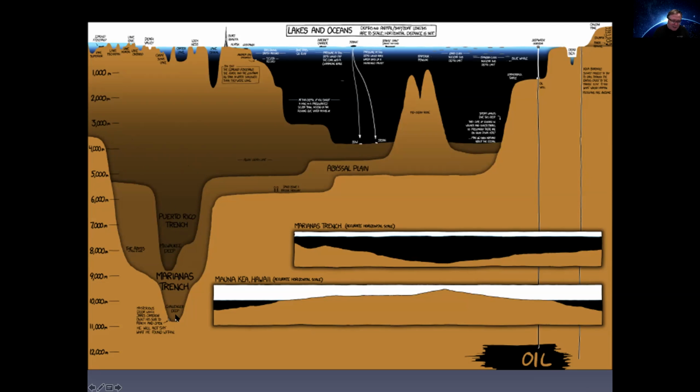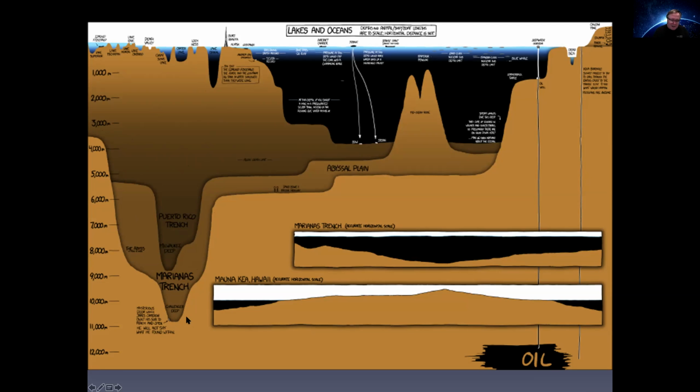The deepest of which is the Marianas Trench, which is 11,000 meters or 35,000 feet deep. That's deeper than Mount Everest. If you took Mount Everest and stuck it in here, you'd still have another 10,000 feet to go. That's how deep the Marianas Trench is.